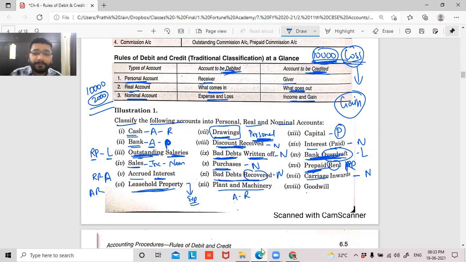Goodwill, guys, goodwill. We studied somewhere goodwill. Is it asset, liability, income, expense? What is it? So it's an intangible asset. It is an intangible asset. So intangible asset means which account will you look up to? Real. Real account. Comfortable so far?